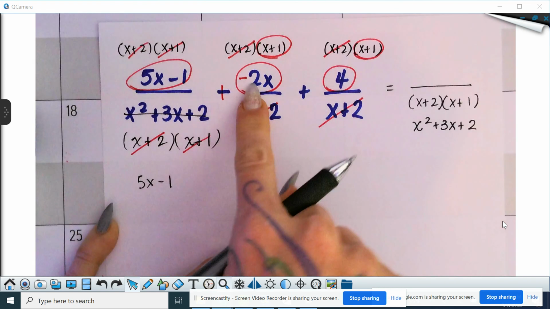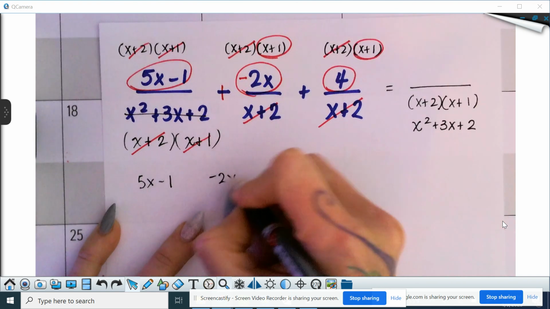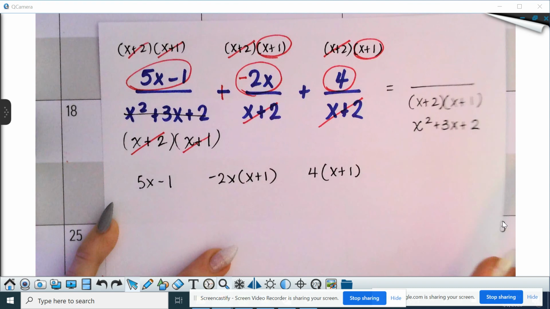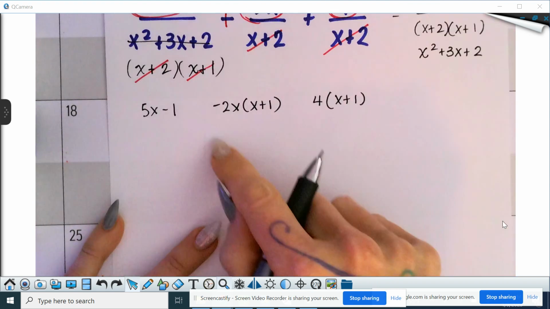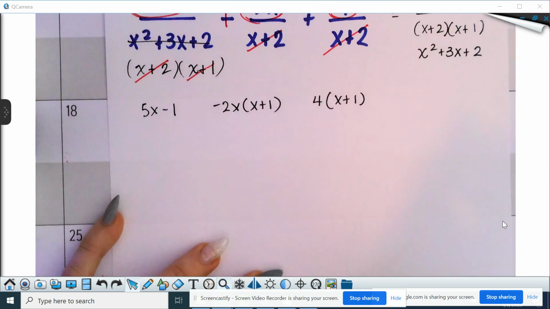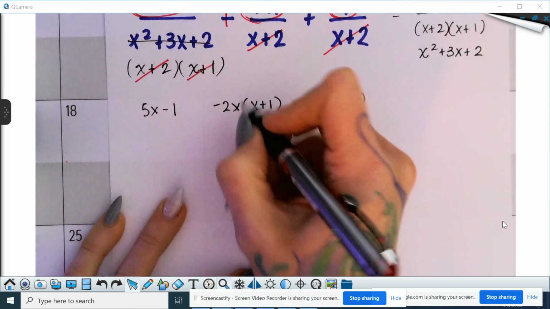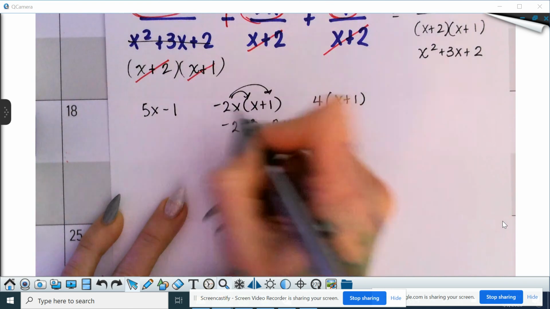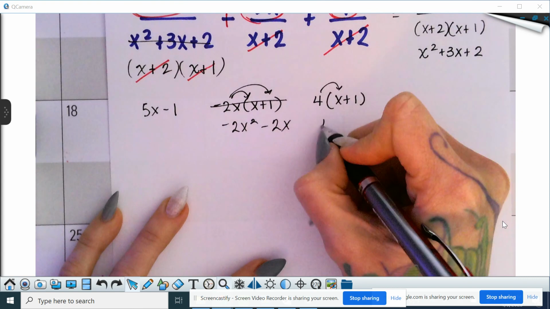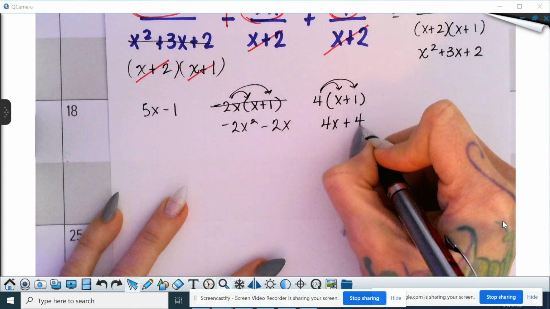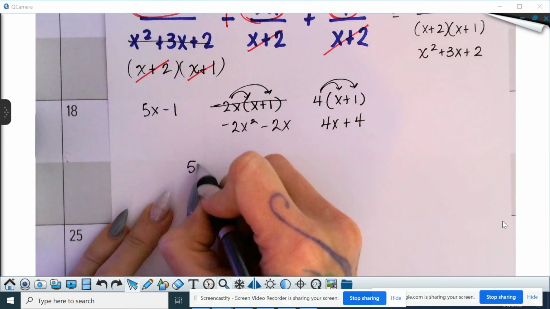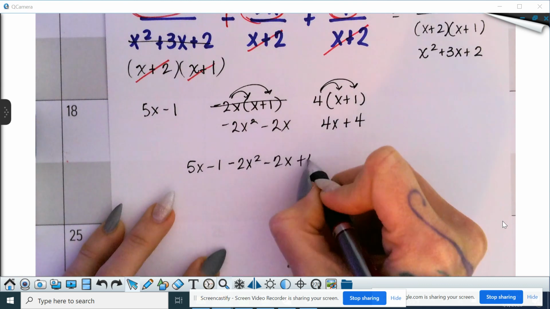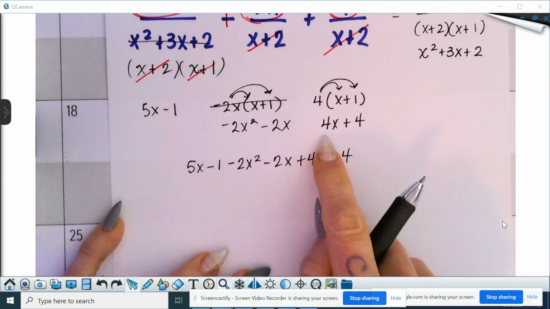Negative 2x and x plus 1. So we're going to multiply those together, and then we're going to multiply 4 times x plus 1 for each of those terms. And since we went ahead and put the negative there, we're going to combine like terms when we're done here. So 5x minus 1 is good as it is. So negative 2x squared, negative 2x. We've now taken care of that and simplified it. 4 times x is 4x. 4 times 1, 4. So what we're cleaning up is 5x minus 1 minus 2x squared minus 2x plus 4x plus 4. And I put the plus there because that's positive, and that minus is because that's negative.